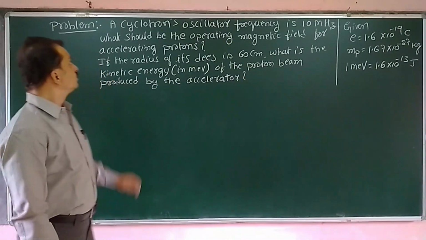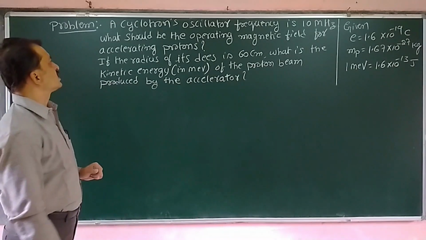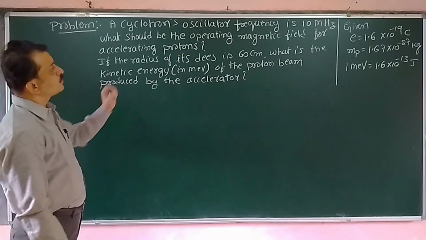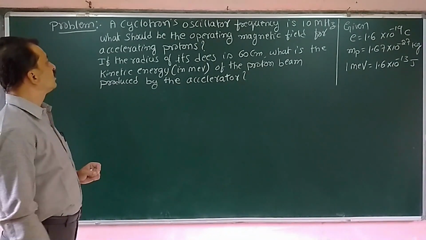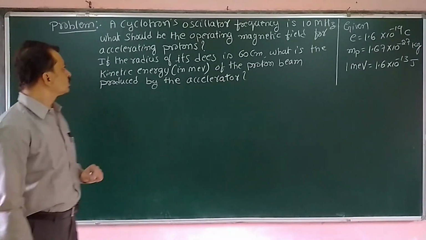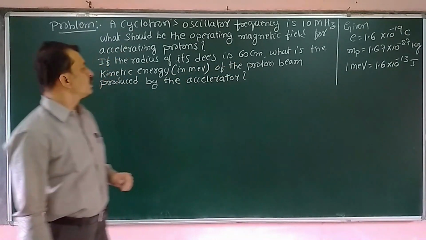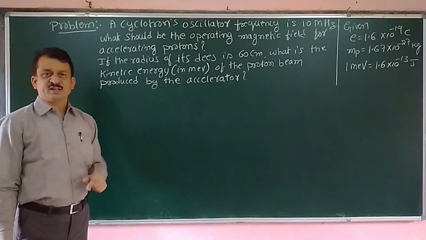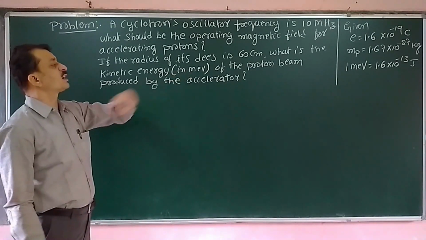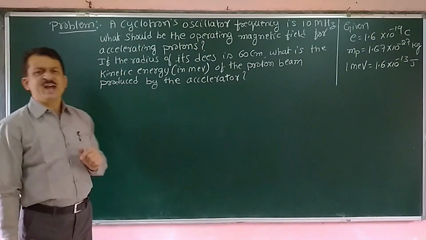We'll solve one problem. A cyclotron's oscillator frequency is 10 megahertz. What should be the operating magnetic field for accelerating the protons? Magnetic field we have to work out. If the radius of its disk is 60 centimeter, what is the kinetic energy in million electron volts of the proton being produced by the accelerator?